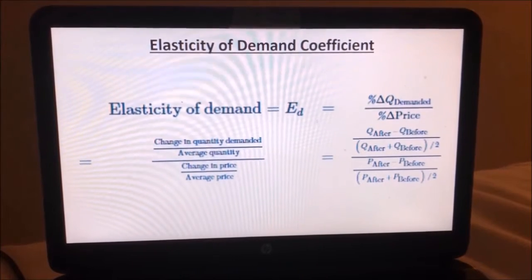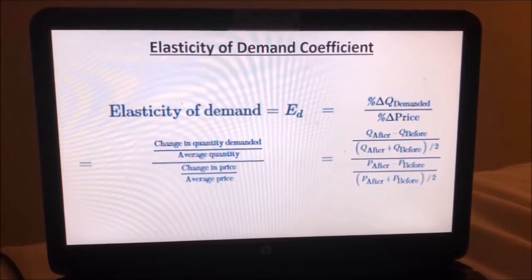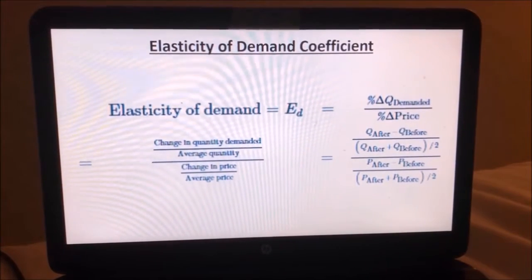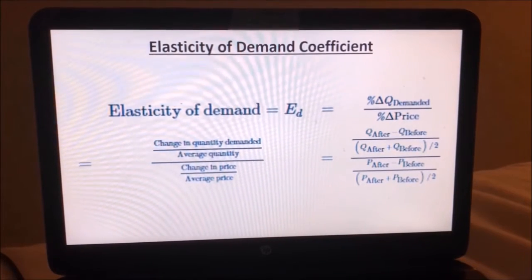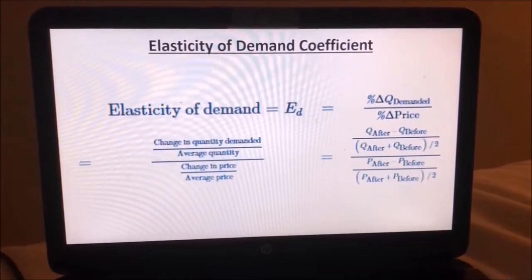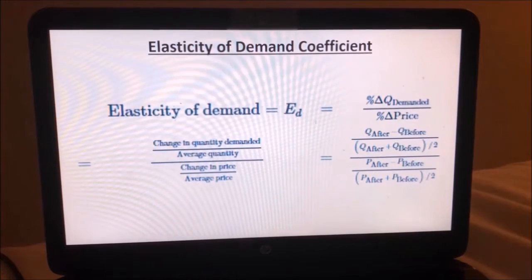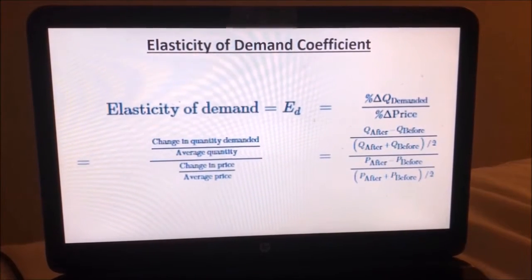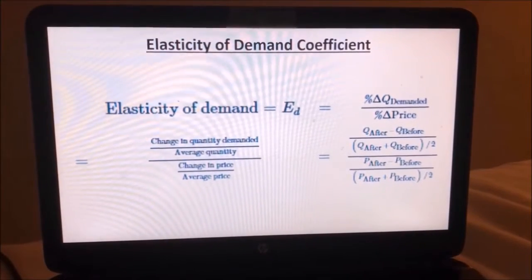This is, of course, all math, so there's an equation. The quantity after minus the quantity before divided by the quantity after plus the quantity before divided by 2. All of that divided by the price after minus the price before over the price after plus the price before divided by 2. If that's not confusing enough, let's take a look.